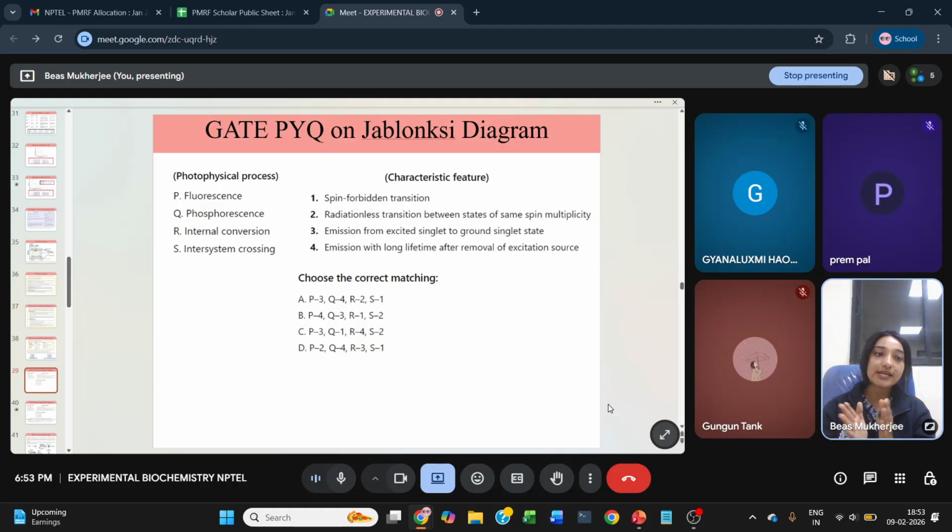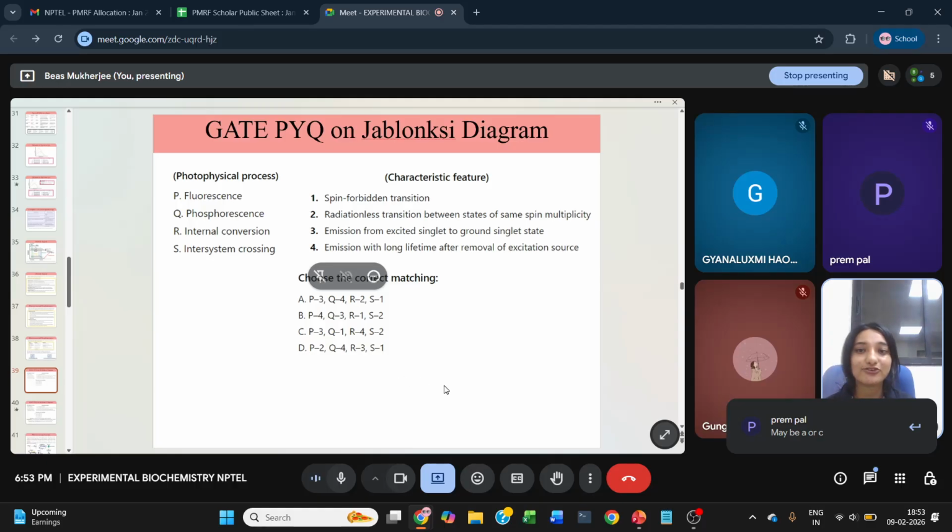Okay, so this is once again a GATE level PYQ, previous year's question for you. Try to solve this. Based on whatever we talked about the Jablonski diagram, this question is based on that. You can answer in the chat box. So fluorescence, phosphorescence, internal conversion, and intersystem crossing. Right? So spin forbidden transition. Maybe A or C. Good, good. Okay. Anyone else wants to give a try?